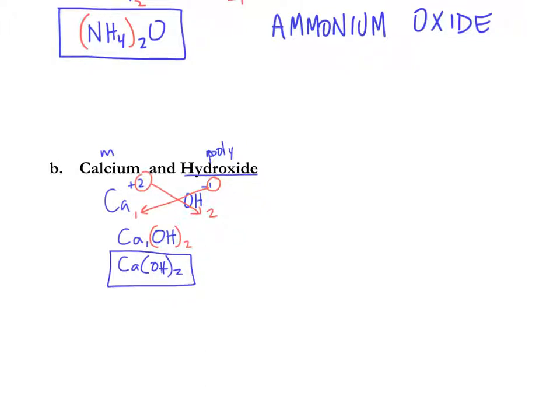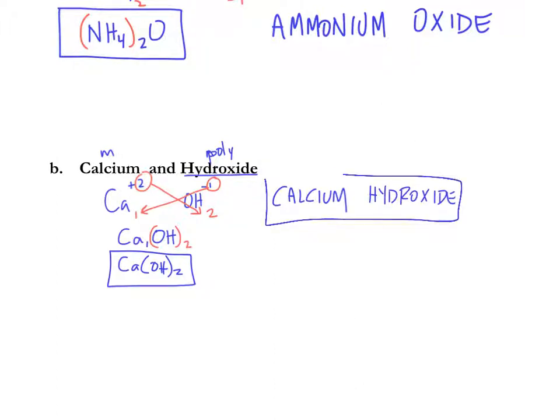So what do we call this? Well, using your rules, the first is the full name of the metal, and I have one, it's calcium, so I'm going to write it as calcium. And then the full name of the polyatomic ion. There's no changing the name of the polyatomic ion. In this case, it's hydroxide, so I'd write it as hydroxide. So I have calcium hydroxide as my name.